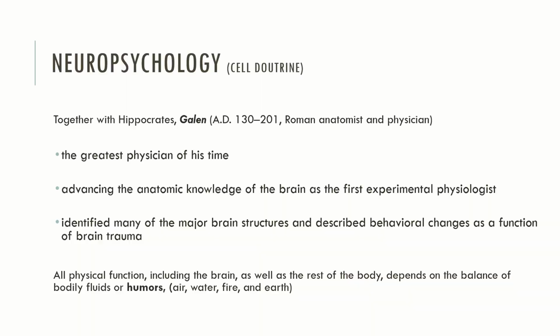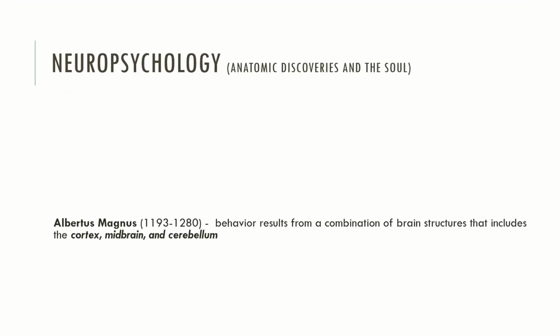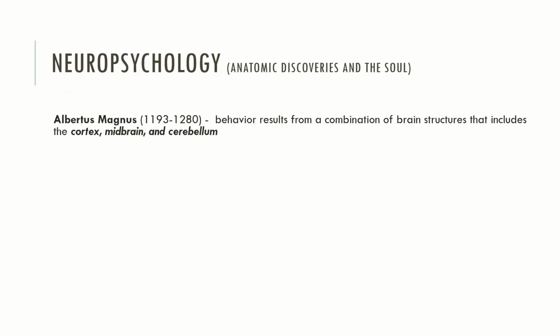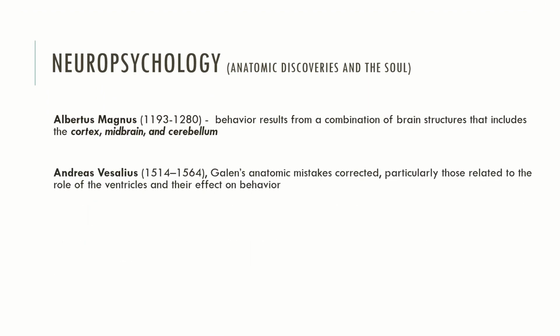However, other authors were very important in the development of this idea that the brain is the organ of the mind. Later, Albertus Magnus described that behavior results from a combination of brain structures that includes the cortex, the midbrain, and the cerebellum. Andreas Vesalius found some of Galen's anatomic mistakes and corrected them. Particularly, he corrected those errors related to the role of the ventricles and their effect on behavior.